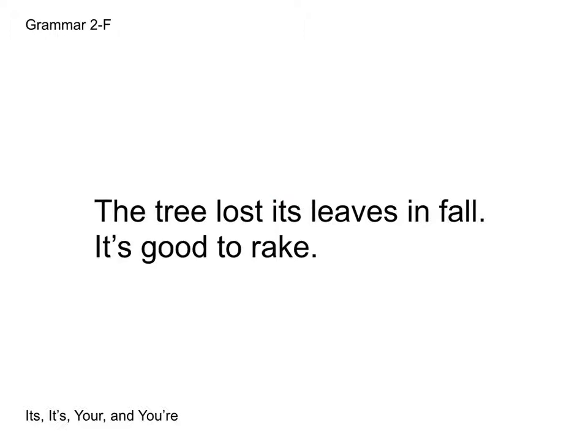Now we have the sentence, it's good to rake. Notice that we have the contraction, it's. And here we can tell that it would be the contraction because we have no verb in the sentence. The contraction it's, or the 2 words it is, provides our subject and our verb for this sentence. It is good to rake, or it's good to rake.